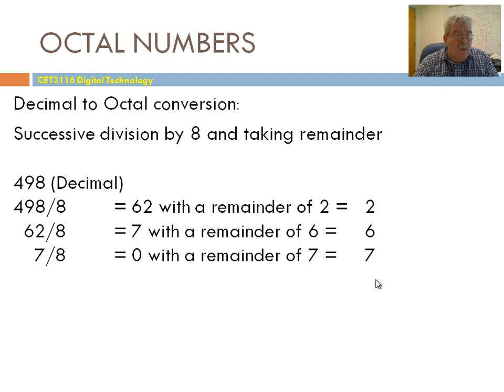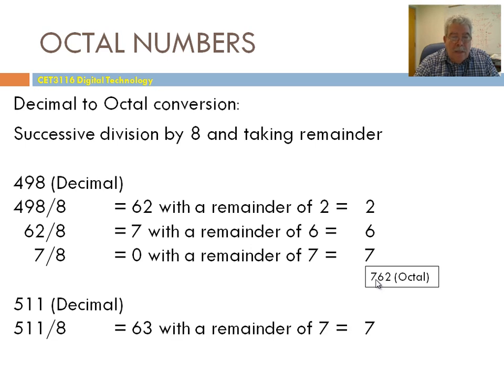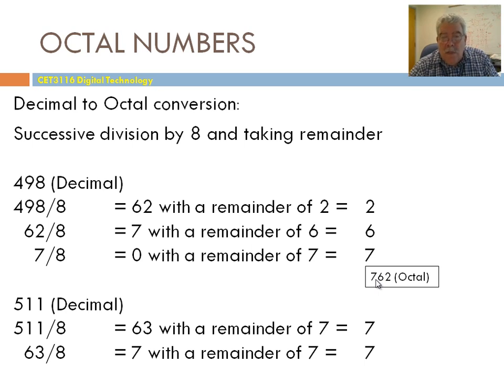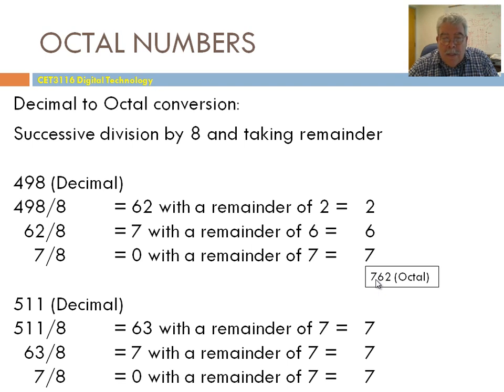If we use another example, it's the 511, and we divide that by 8 to get 63 with a remainder of 7. Then we divide the 63 by 8 with a quotient of 7 and remainder of 7, right? And then we use this quotient, 7 divided by 8, and the remainder is going to be 7. So the 511 is 777 in octal.